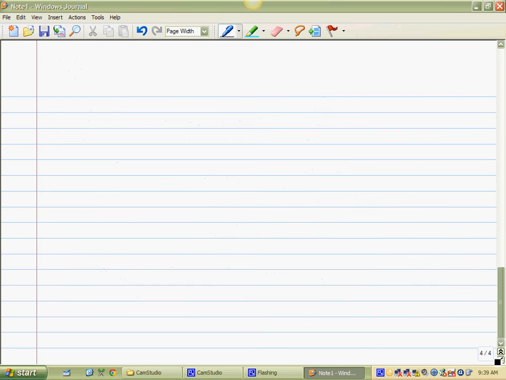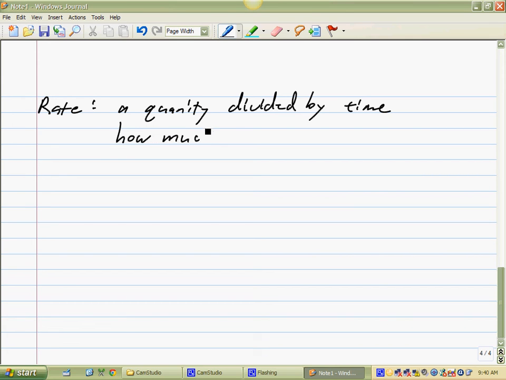So when we start looking at distance and displacement, we start talking about how fast. That involves something called rates. A rate is a quantity divided by time, basically. So you could even say it's how much over how long. So we can write it like this: how much over how long.